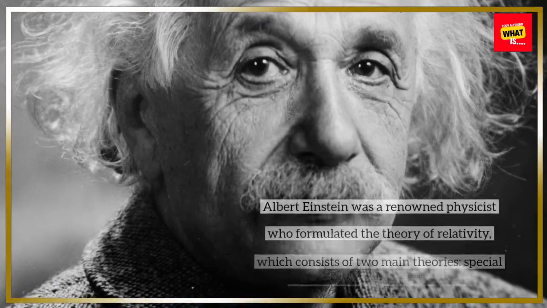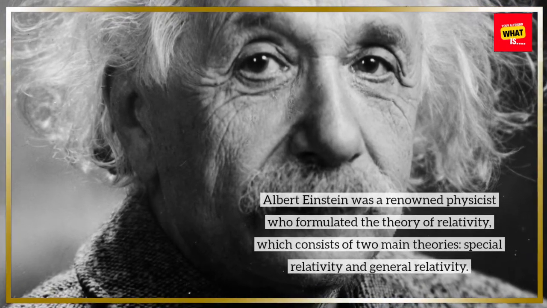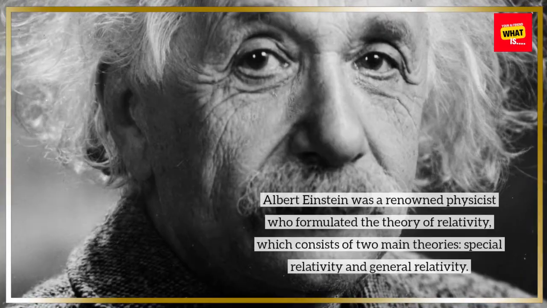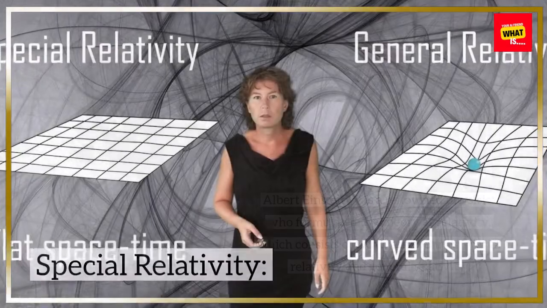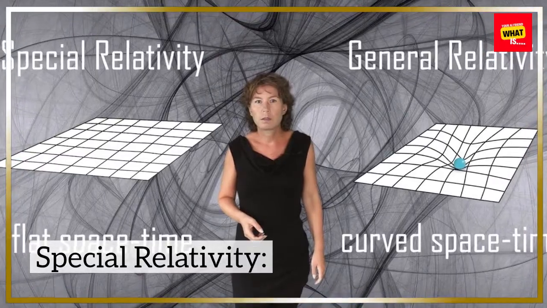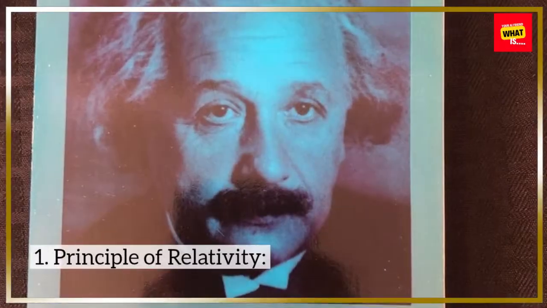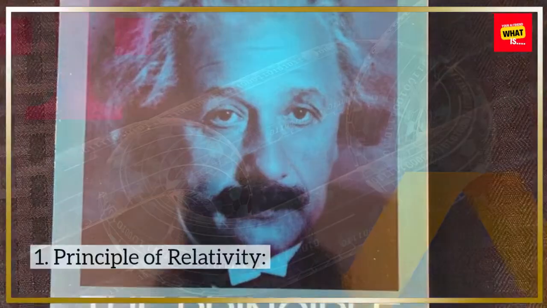Albert Einstein was a renowned physicist who formulated the theory of relativity, which consists of two main theories: special relativity and general relativity. Special relativity. 1. Principle of relativity.